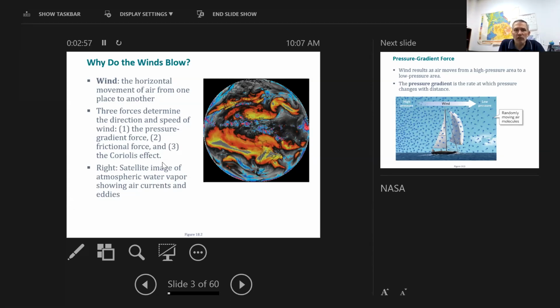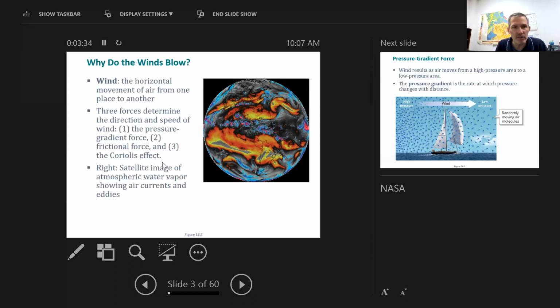Two other factors which are going to influence the speed and the direction of the winds are the frictional force, and this is simply the impedances on the ground that can slow the wind down. You may see farmers put a row of trees to act as a windbreak, to act as a frictional force that would slow down the wind, and so the wind isn't going to be whipping down, causing soil erosion. And then finally, the Coriolis effect. This effect is going to influence the direction in which the winds are moving.